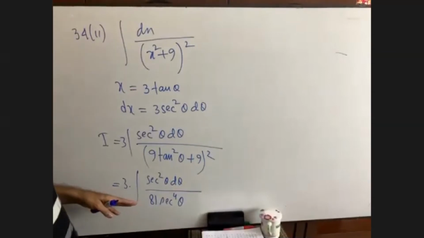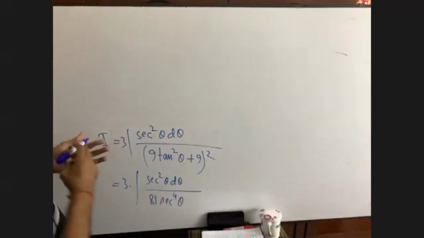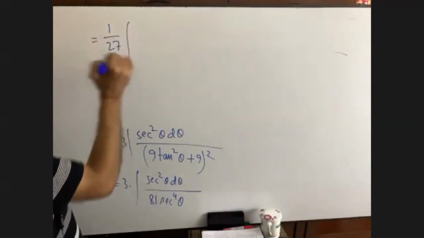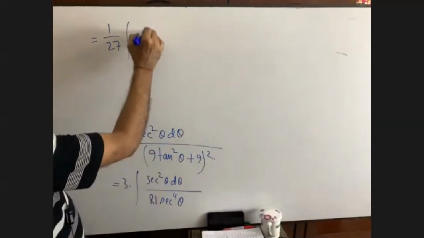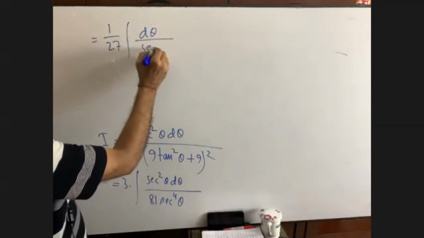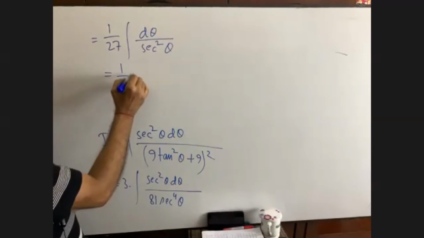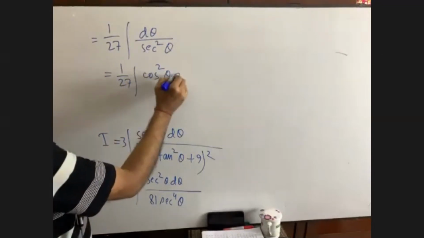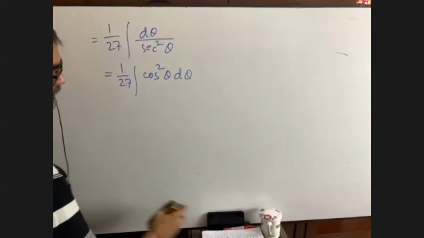Okay, then it is 1 by 27. And it is 1 by sec square theta. That is d theta by sec square theta. That means 1 by 27. It is what? Cos square theta d theta.